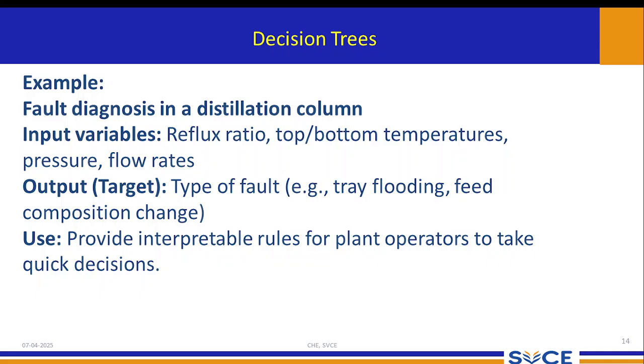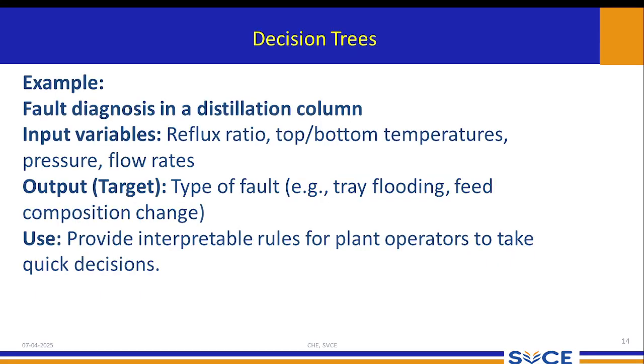that is the target. This provides interpretable rules for plant operators to take quick decisions. So this decision tree will help you find out the type of fault, tray flooding or feed composition change, based on the input variables: reflux ratio, top and bottom temperature, pressure and flow rate. For example, if the top and bottom temperature is getting lower, there may be chances of flooding. That's how we need to take a decision, and we can find it on the output, the target.